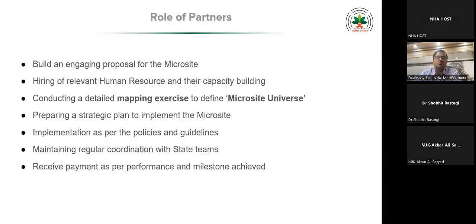Next, please. So partners would be required to prepare a complete proposal for the microsite, that how are they going to do it, how many workforce would be involved, what is the universe present in the microsite, how many doctors are there, how many doctors are to be approached, and then preparing a strategic plan for it, implementing as per the policies and guidelines. So major part of implementation would be done by the partners. And then regular coordination with the state team, they will also do, and they will receive payment based on the performance and milestones achieved. Next, please.